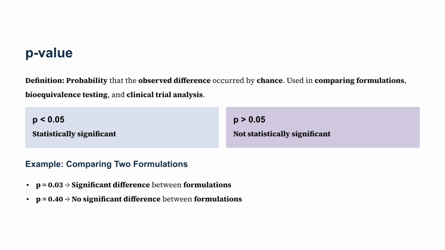The p-value is the probability that an observed difference occurred by chance. If p is less than 0.05, the difference is statistically significant. If p is greater than 0.05, there is no significant difference. It is essential in comparing formulations.